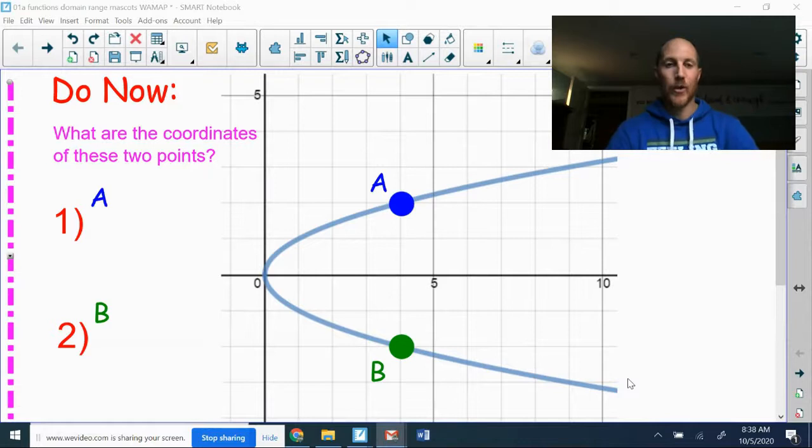So we'll start off today with a do now, which is a name I give for the entry task. So if you would please write down the coordinates of point A and point B. You can hit pause until you've got that done.